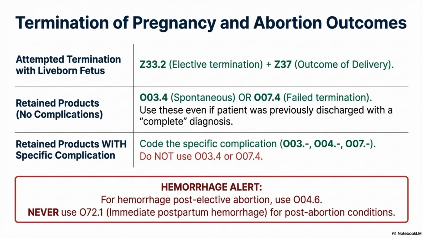If there are complications, assign the specific complication code from O03, O04, or O07. Do not use O03.4 or O07.4 in those cases. And here's a key alert: for hemorrhage following elective abortion, use O04.6, never O72.1, which is only for postpartum hemorrhage.